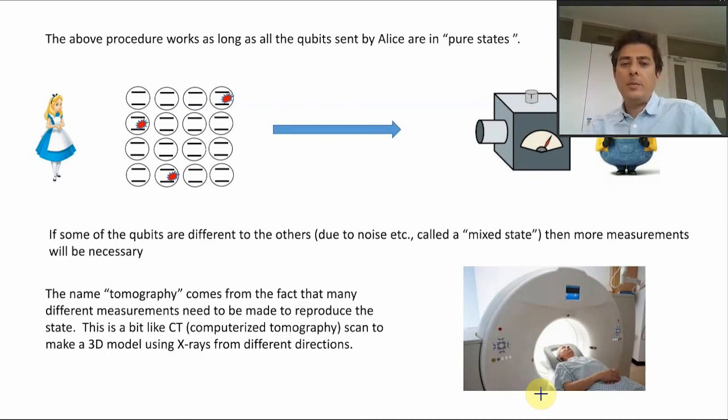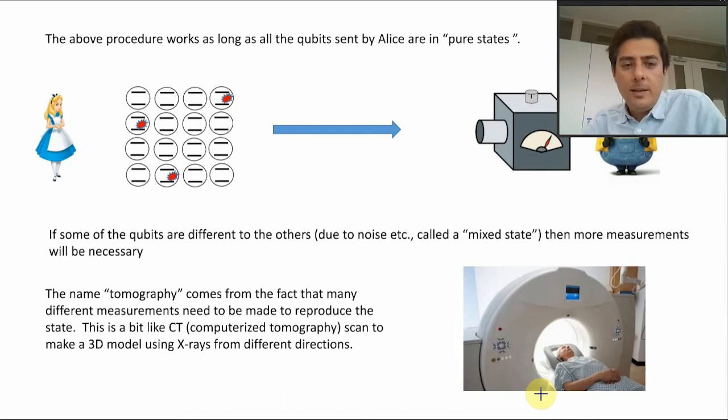CT scans work by basically sending X-rays in from all different angles, right? And so you get a picture of yourself from all different angles, and then you stick it into a computer. The computer can figure out how this is all working in 3D, how it's all consistent in 3D. And by putting together all these different measurements from different directions, you can actually work out the full 3D structure of what's happening, say, inside your body.